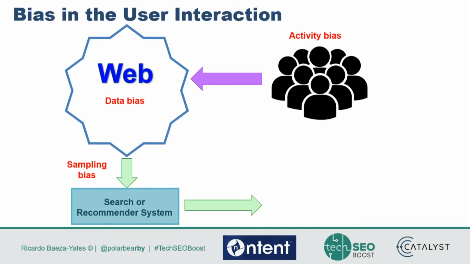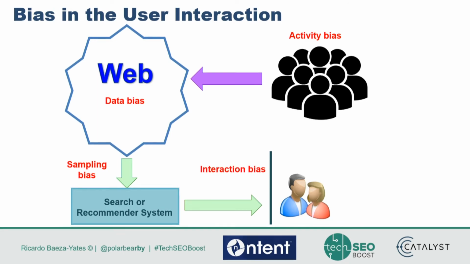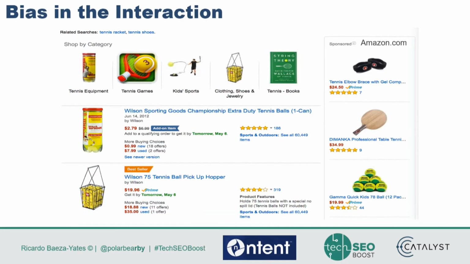OK, let's go to the last part. Interaction. This is the worst part. Most people are not aware of this, and this is where I'm most worried. Because you have this algorithmic bias, and then self-selection bias. So it's the interaction between the system and you. Let's say you go to this site. I think you will recognize this site.